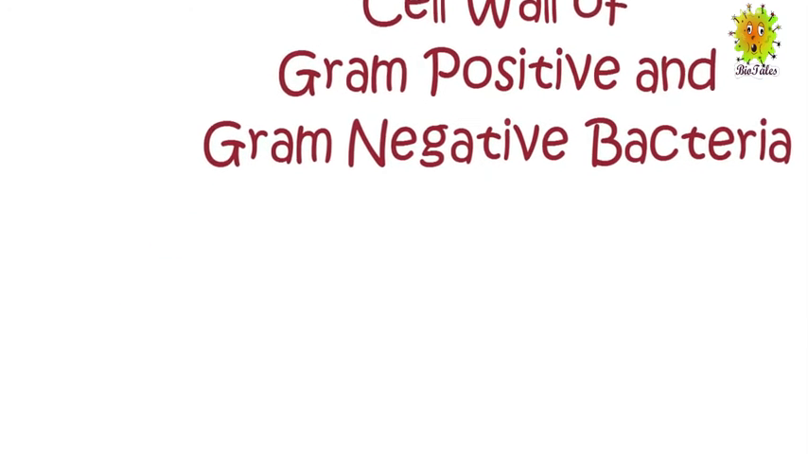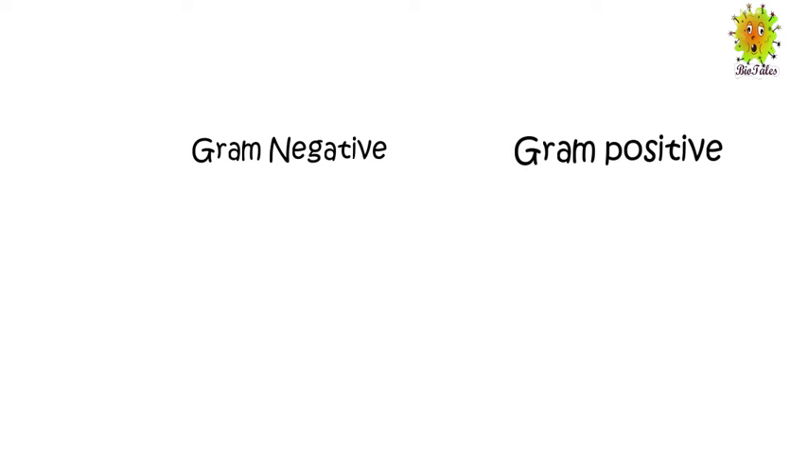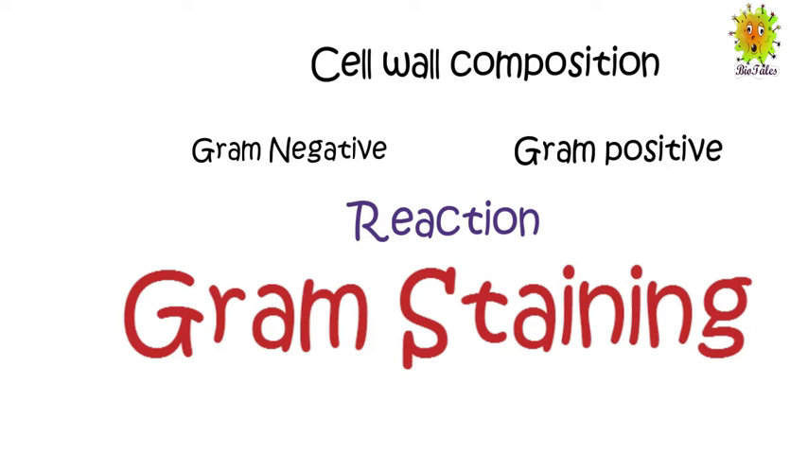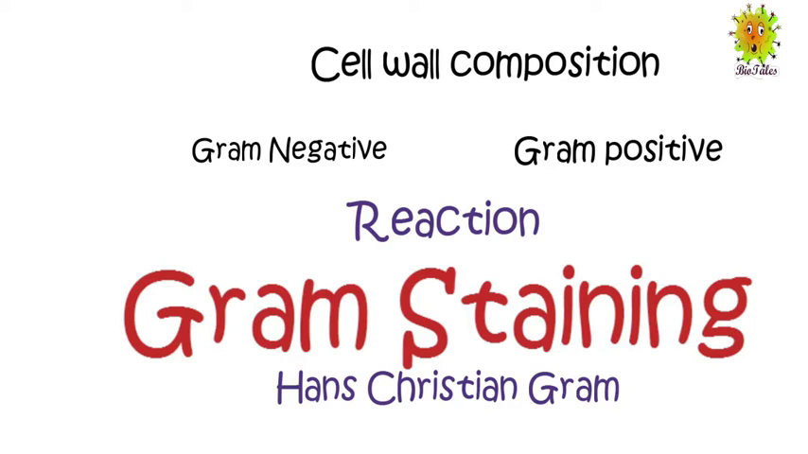Bacteria are mainly classified into two main categories, gram-positive bacteria and gram-negative bacteria. These categories are based on their cell wall composition and reaction to the gram stain test. The gram staining method was developed by Hans Christian Gram and identifies bacteria based upon the reaction of their cell wall to certain dyes and chemicals. The difference between gram-positive and gram-negative bacteria is primarily related to the cell wall composition.